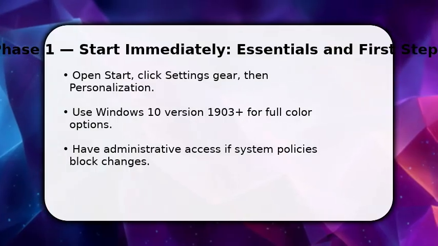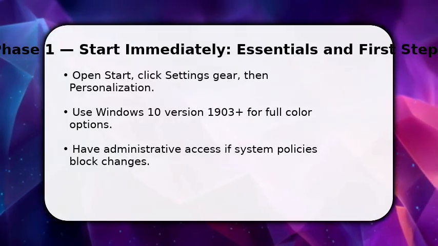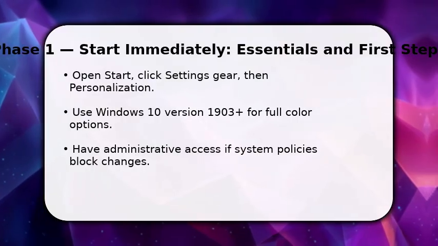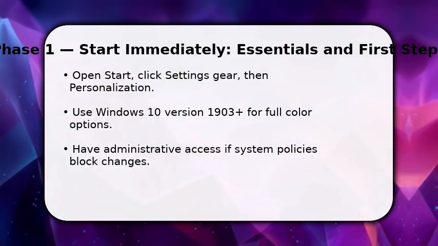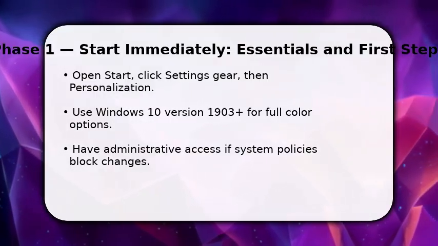You start in Settings because this is where Windows stores appearance controls. Open Start, click the gear, and choose Personalization. This opens themes and colors. Once done, select Colors on the left. This is the first actionable area.